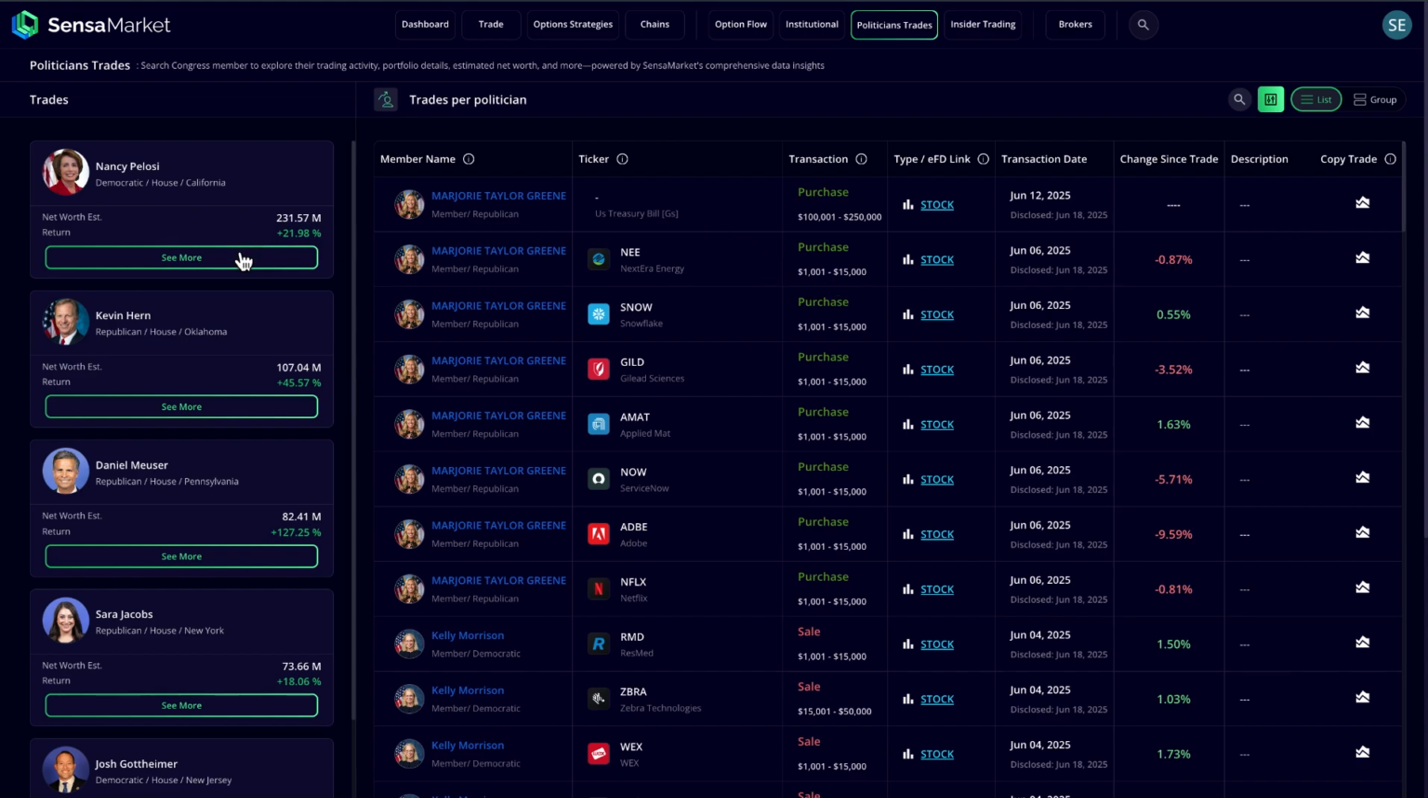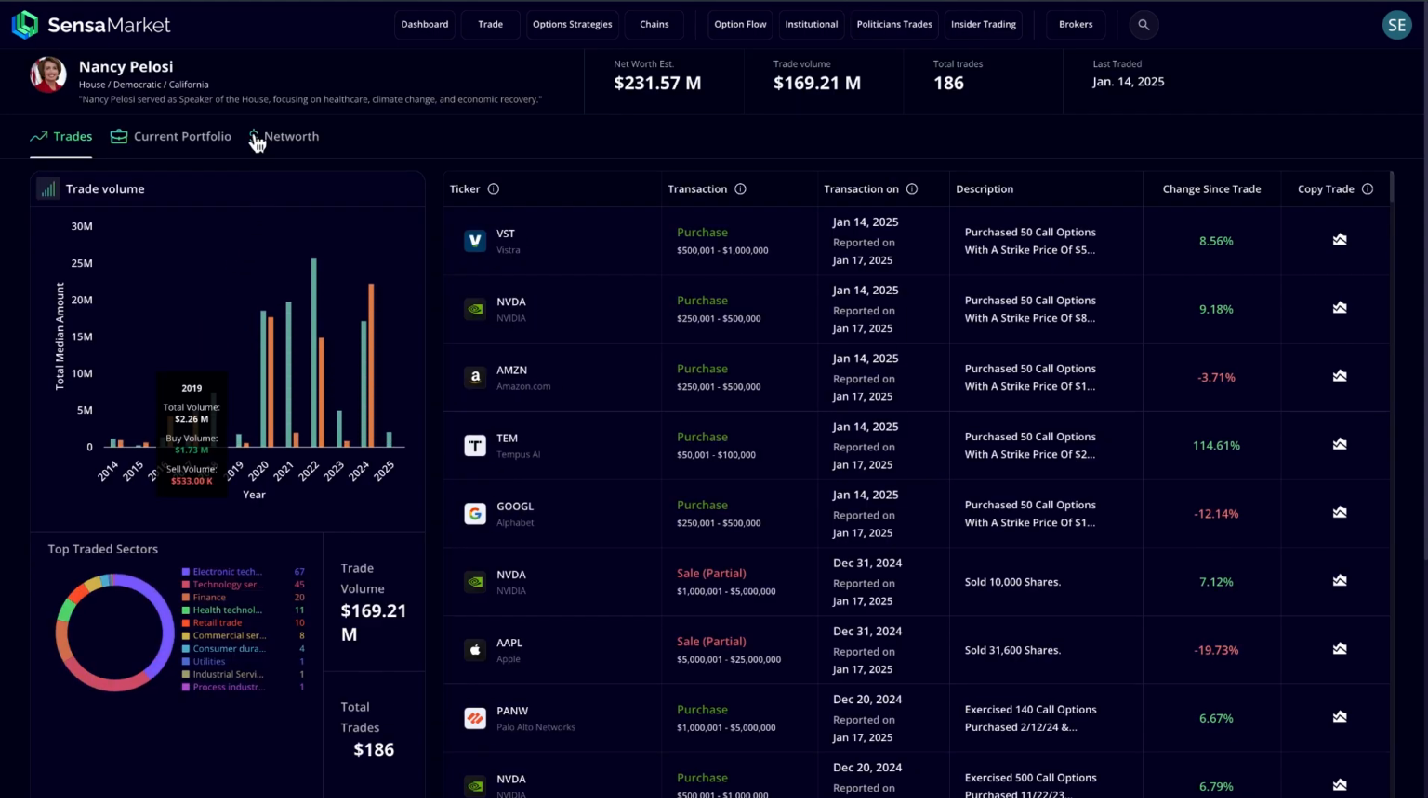When you click on a politician, for example, Nancy Pelosi, you're taken to their personal dashboard. At the top, you'll see a quick summary: their name, estimated net worth, which is $231.57 million, total trade volume of $169.21 million, the number of trades they've made, and their last trade date, January 14th, 2025. As you can see, this page is organized into three powerful tabs: trades, current portfolio, and net worth.